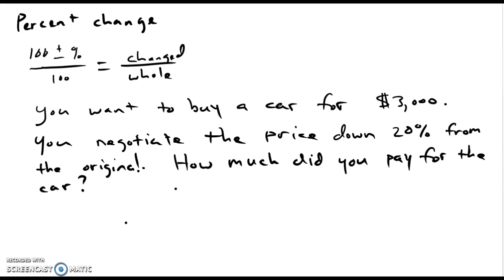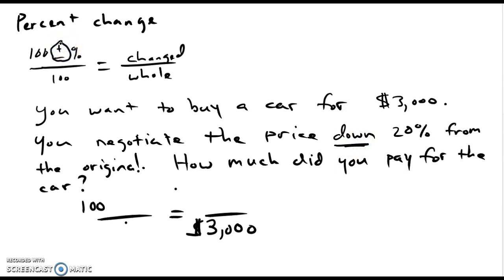So this first example problem, you want to buy a car for $3,000. So that is your whole price, or your original price, $3,000, okay? And we're going to set up a proportion, and we're just going to fill in the numbers in the variable. You negotiate the price down 20%. Okay, so we've got 100. Now it's down 20%, so here I said plus or minus. In this case, it's going to be minus, so it's down 20%. And then over 100. How much did you pay for the car?